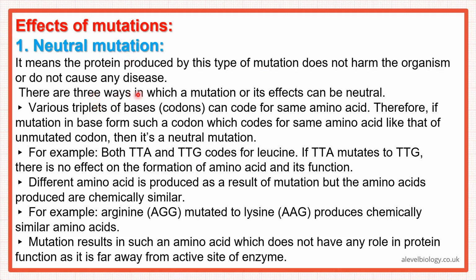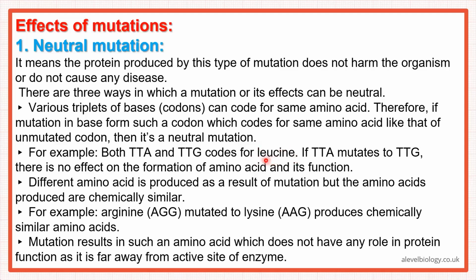So there are 3 ways in which a mutation or its side effects can be neutral, right? Various triplets of bases or codons can code for the same amino acid. We just saw this in substitution under silent mutation. Therefore, if a mutation in a base forms such a codon which codes for the same amino acid as the unmutated codon, then it is a neutral mutation. For example, TTA and TTG both code for leucine.